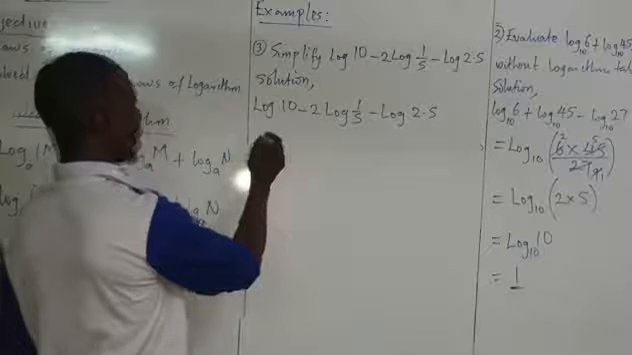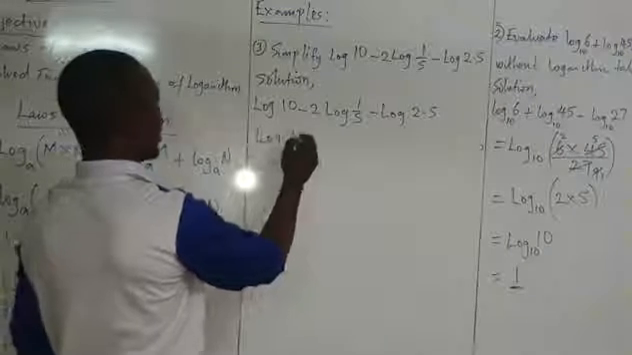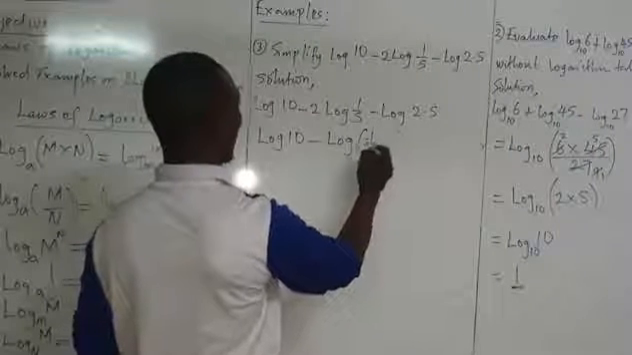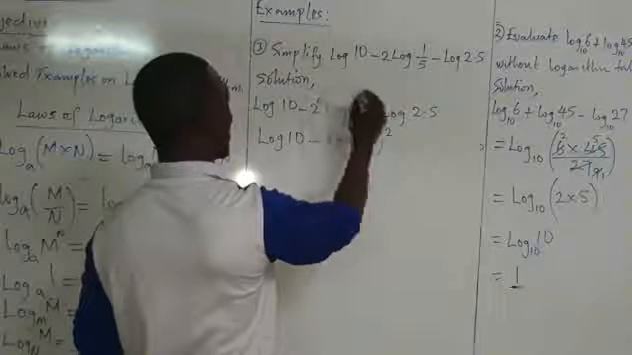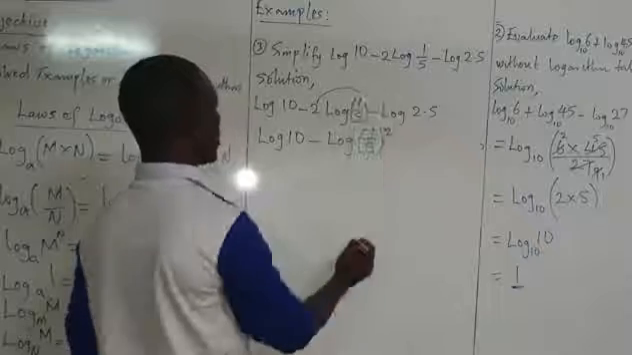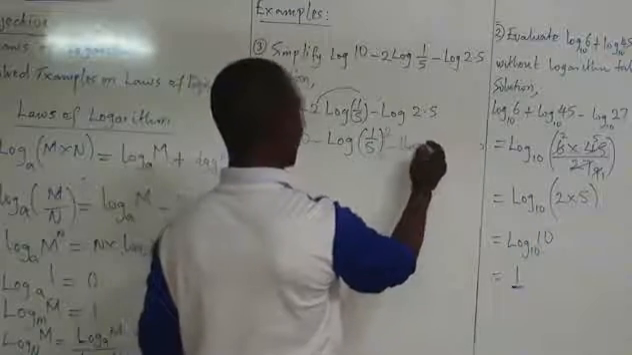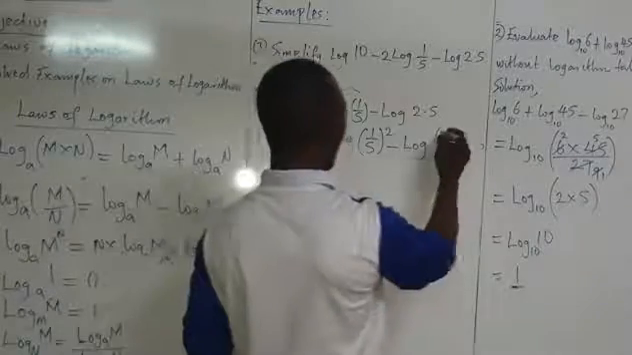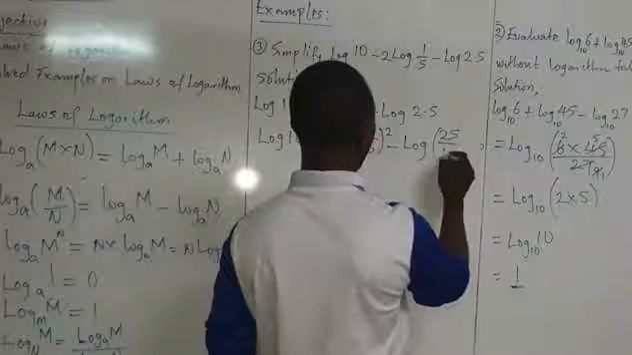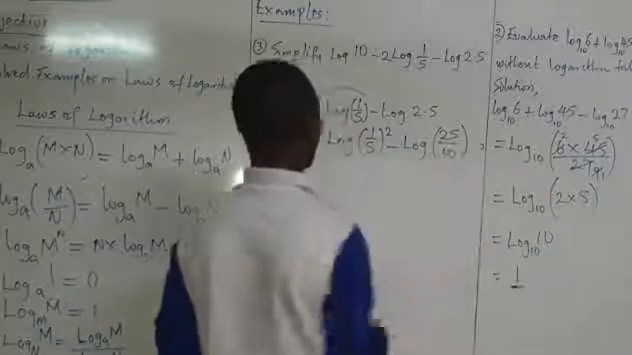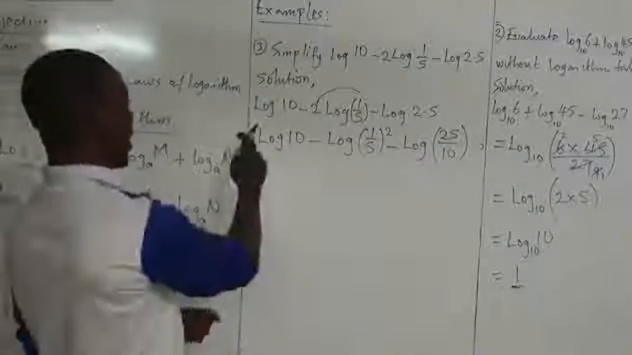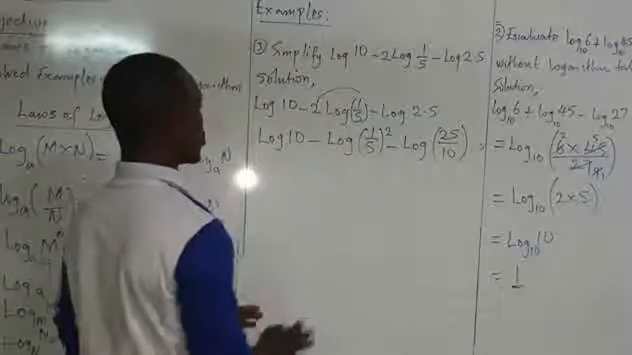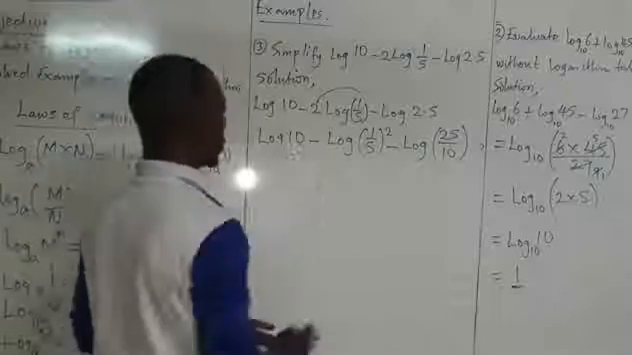So we are going to have it as log 10 minus log 1 over 5 raised to the power of 2. So we transfer this one here. That is that. Then minus log. Then the next thing to do is to change this decimal to fraction. So we have it as 25 over 10. Then after that, we have the coefficient of logs to be equal, which is 1, 1, 1, all true. Then we have their base to be what? Equal.